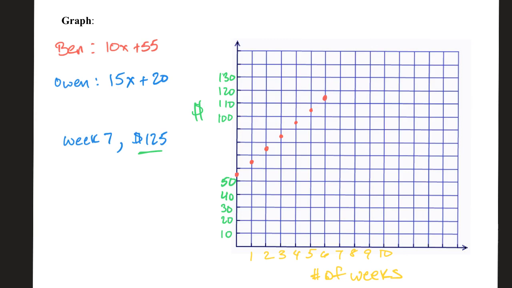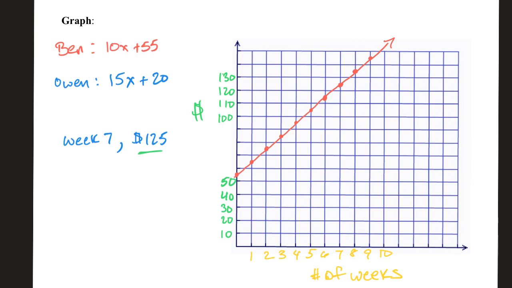What week is that? That's week 6. Week 7 is right there. That's 125. Let's keep on going. One more, two more. All right, so we have that. And we make our line right there. There we go. Alrighty. Now we just got to do Owen's.